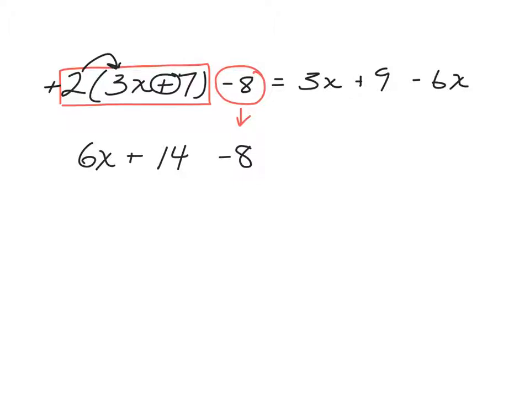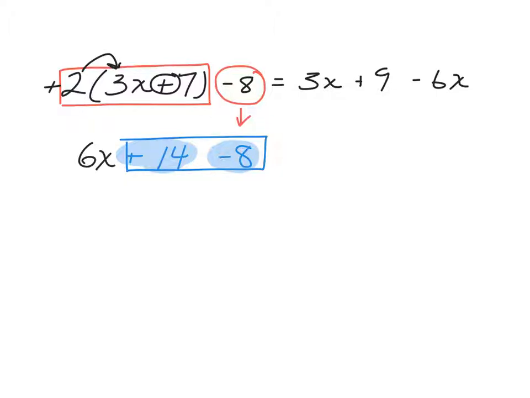The next thing I'm going to do is ask myself, do I have any like terms? In this case, I do have like terms. I have positive 14 and negative 8. Again, I'm looking at this without thinking of an equation. I'm just looking at this as an expression, so there is no need to be adding or subtracting anything different into the problem. I'm just going to combine these two together as is in that box.